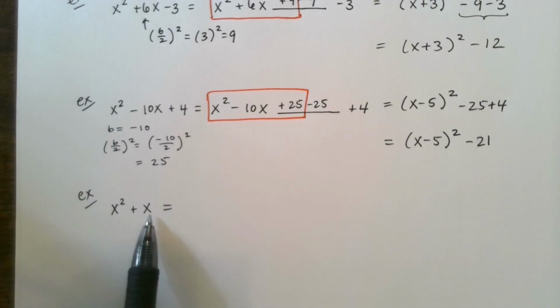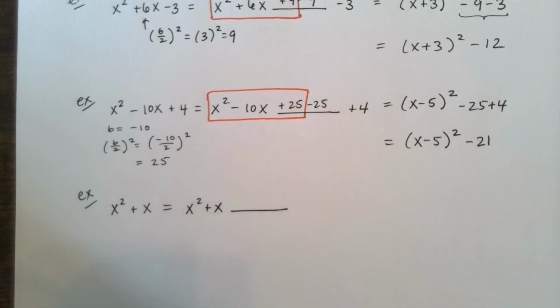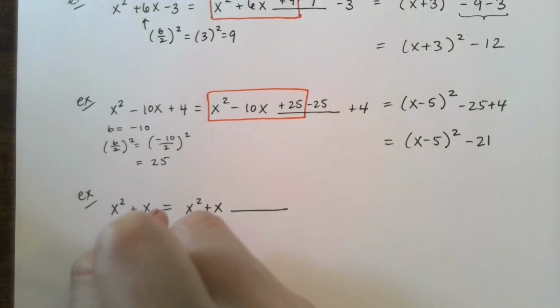Okay, so x squared plus x. One thing that's strange here, of course, is that c is 0. There is no extra number. So I have this extra space, and you can write a plus 0 if you really want it to look the same, but it's not necessary. And my b is 1.